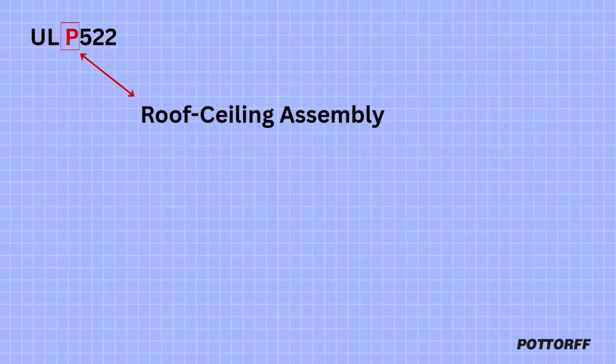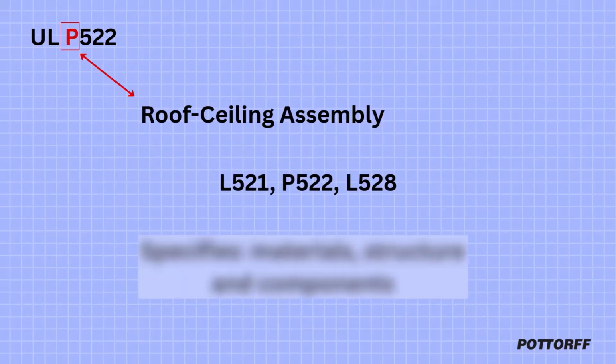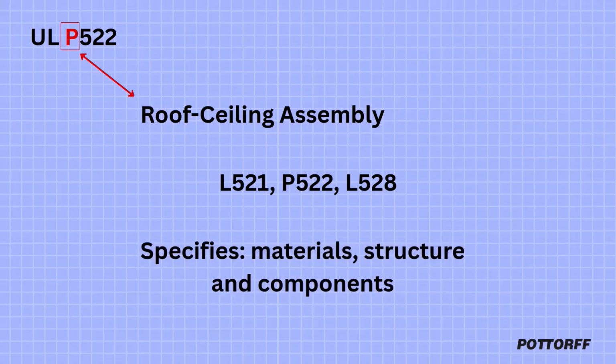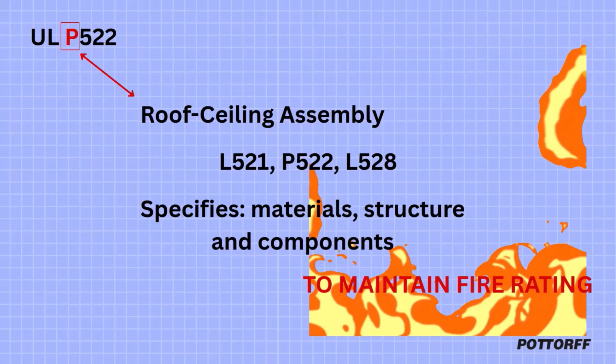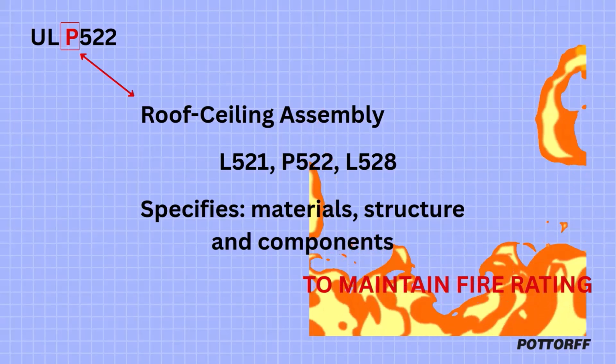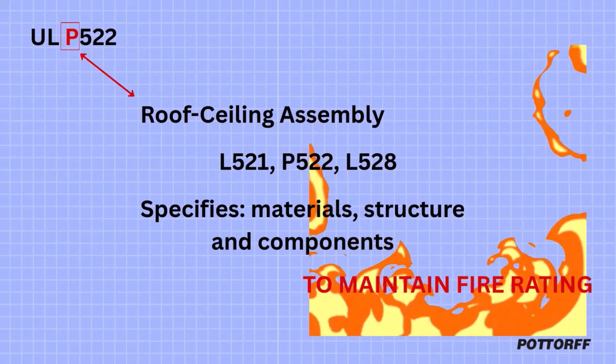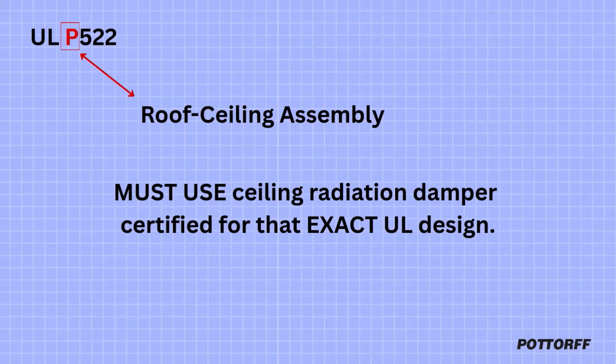Right. The P in P522 means it's a roof ceiling assembly. UL has a whole library of rated assemblies, L521, P522, L528, and there's quite a few more. Each design specifies the exact materials, structure, and components needed to maintain that fire rating. So when a mechanical duct or air diffuser penetrates that assembly, you can't just cut a hole and move on. You must use a ceiling radiation damper certified for that exact UL design, like P522.